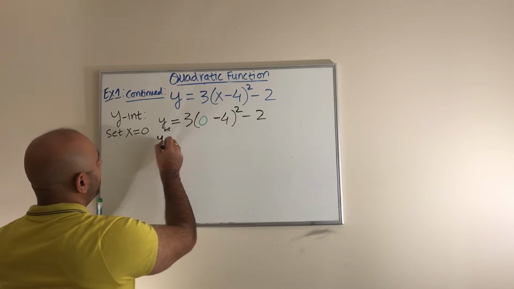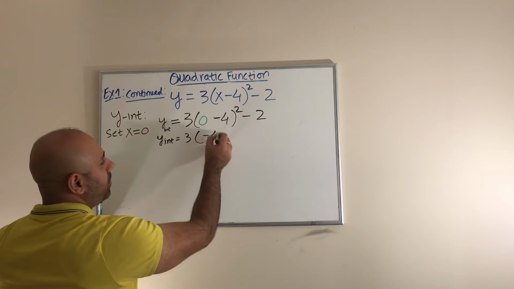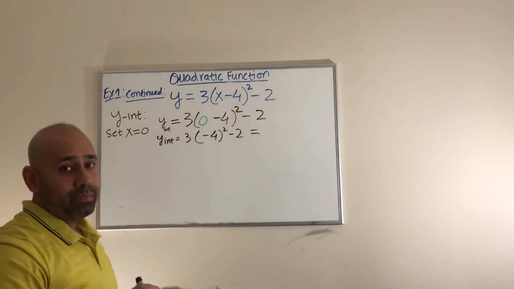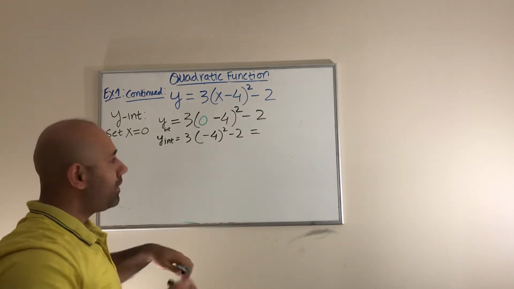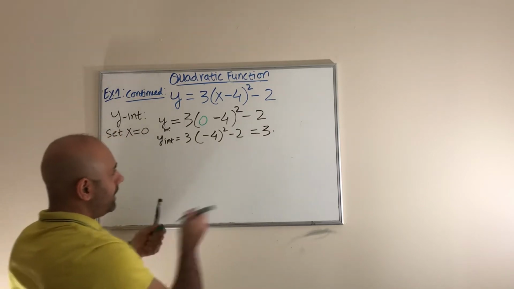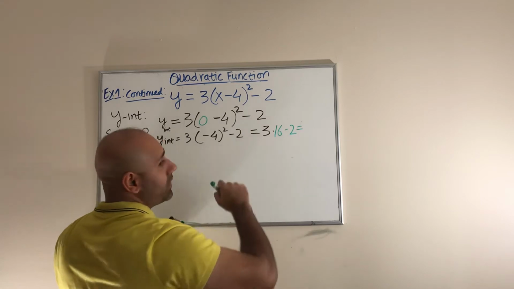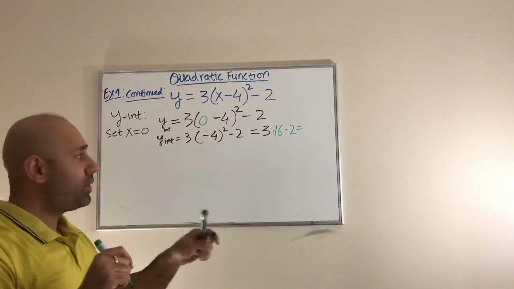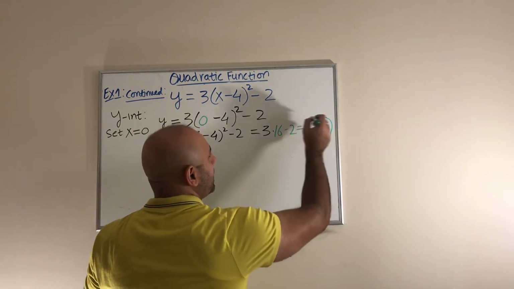Let us go ahead and simplify. So y-intercept is 3 times 0 minus 4 is negative 4, got to square this, minus 2. When we simplify this, we first simplify the parentheses and exponent here. Negative 4 squared is 16, so I get 3 times 16 minus 2. Well, we have to multiply first following the order of operations. 16 times 3 is 48. 48 minus 2 will give me 46. So that is my y-intercept.